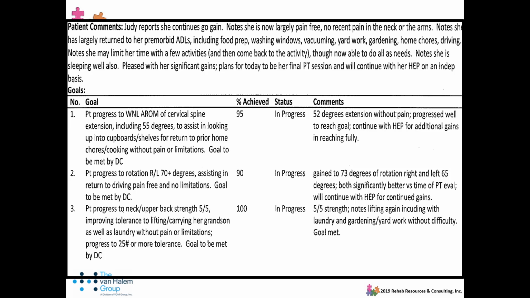And then goal number 3 was 100% met, and the therapist has provided some context for what this means. Laundry, gardening, yard work. So it provides a clear picture of what the patient is able to do now as a result of therapy that she was not able to do previously.